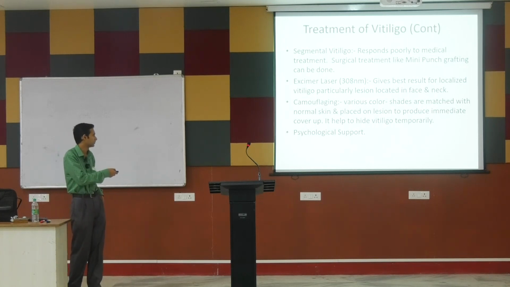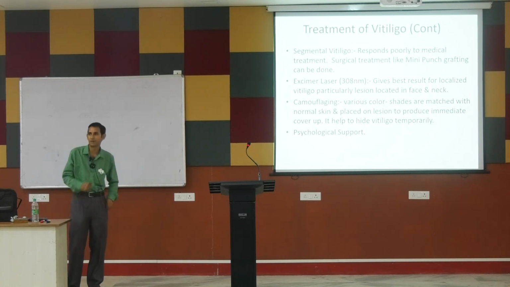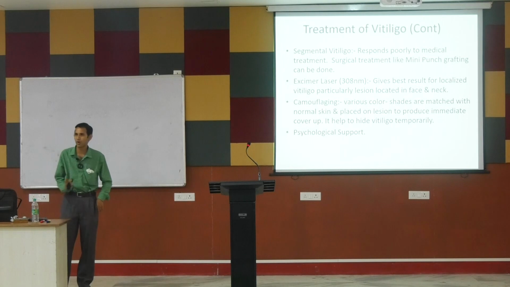Usually shades are matched with the normal skin and placed on the lesion to produce an immediate cover up. It helps to hide the vitiligo temporarily. It is not a permanent treatment.